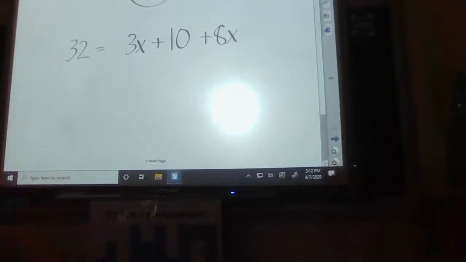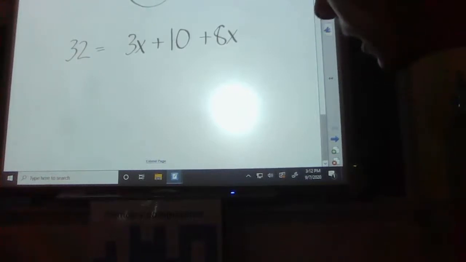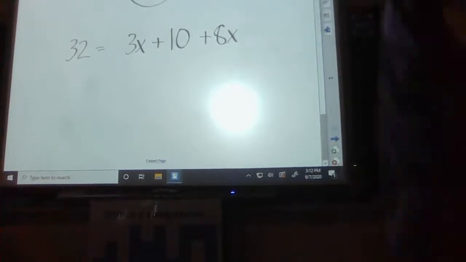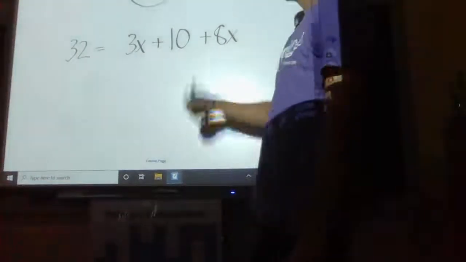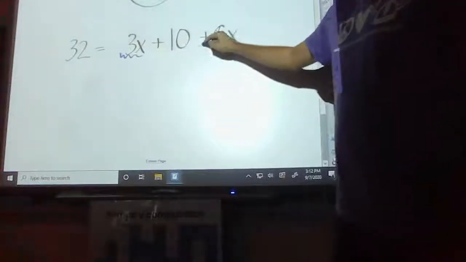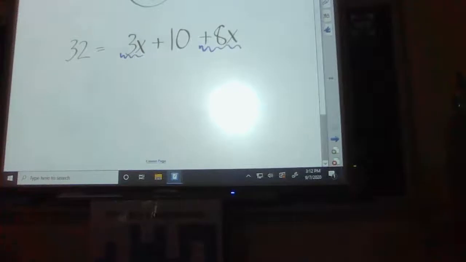Okay, same idea. It's just a little bit twisted, right? The x's are on the right-hand side instead of being on the left-hand side. Don't let that throw you off. The right-hand side of the equal sign is where we're going to do all of our work on this one. I've got way too many x's, right? I've got an x right here. I've got an x right here.